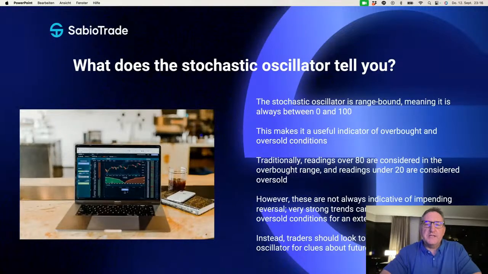Traditionally, readings over 80 are considered in the overbought range, and readings under 20 are considered oversold. However, these are not always indicative of impending reversals, as strong trends can maintain overbought or oversold conditions for an extended period. That's what I'm talking about. Not to push the button, just sell or buy when the price is overbought or oversold. So you need other ideas or clues about future trend shifts, and this is why you really should have a deeper insight about trend following.